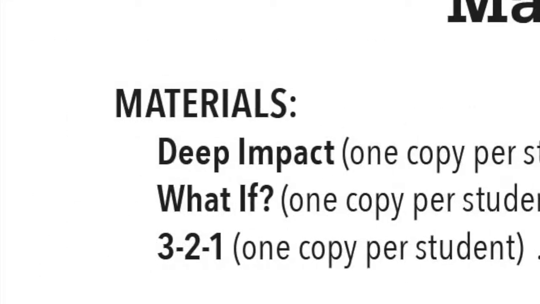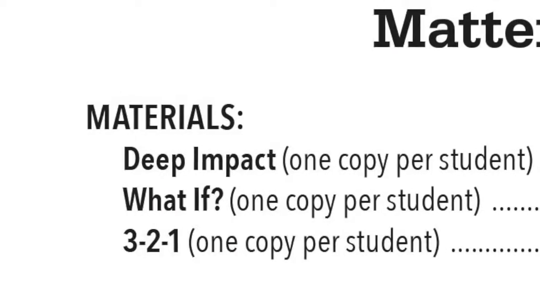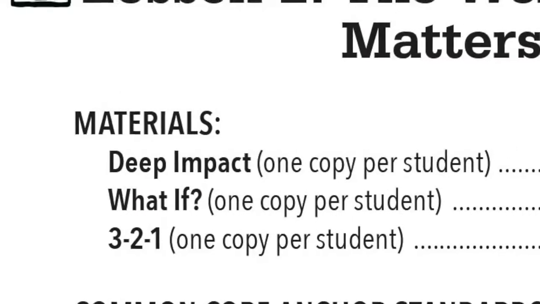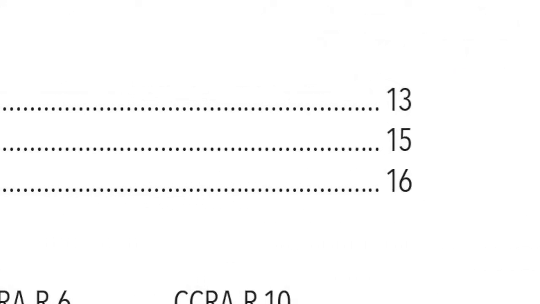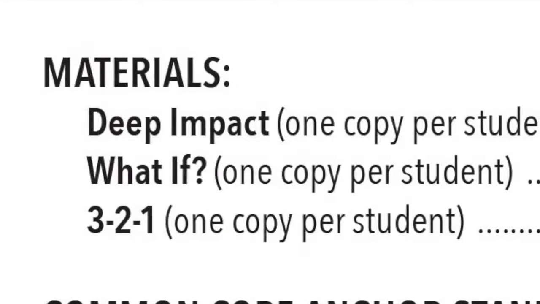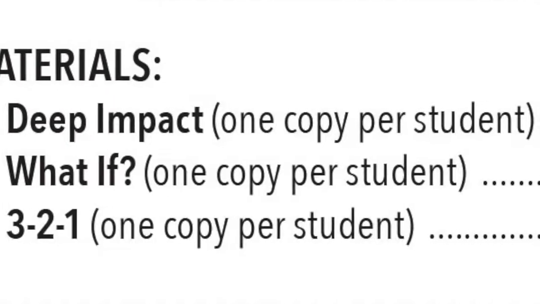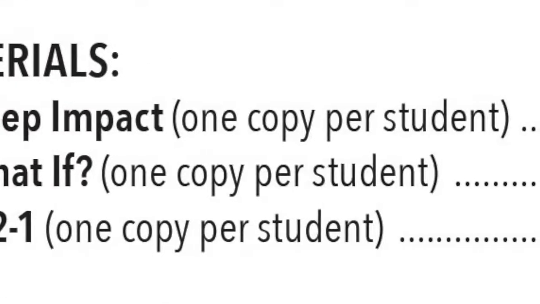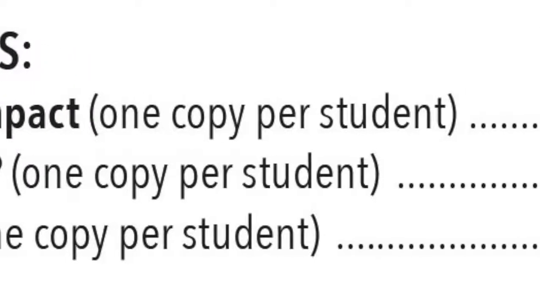You'll see up at the top is your list of materials. This lesson requires 3 handouts, and all are found immediately following the lesson. Their page numbers are listed here too, to help you find them. In the parentheses after the name of the handout, you'll see how many copies of the handout you'll need for each student. For each of these handouts, you only need 1 copy per student.